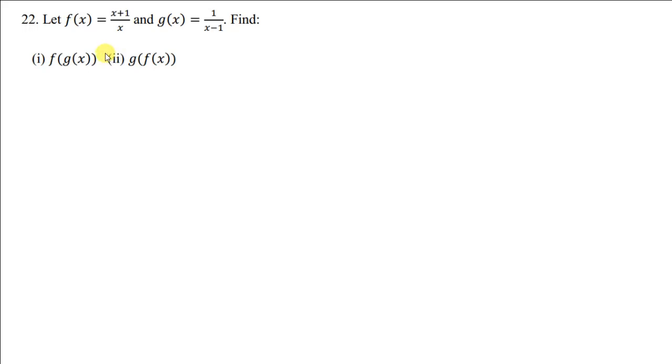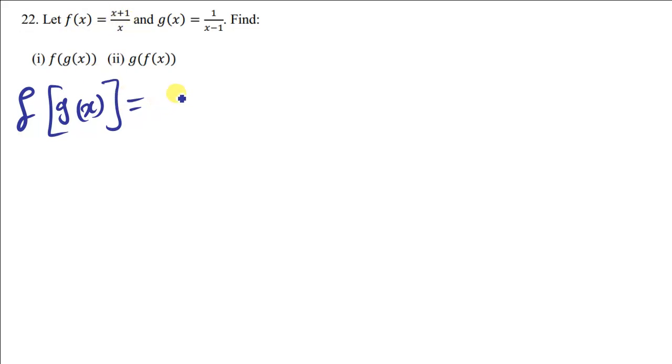Okay, so let's quickly see what we can do. We have this question: let f of x be equal to that, g of x be equal to that. If they say find f of g of x, this means that in f where there is x, I'm going to replace it with g of x.